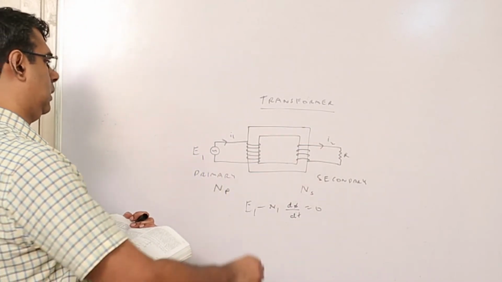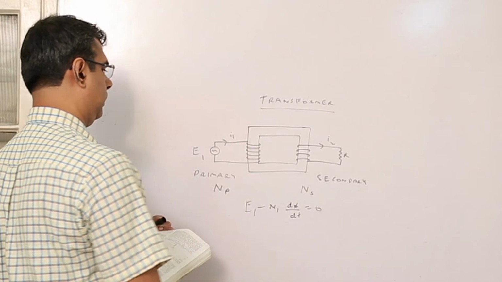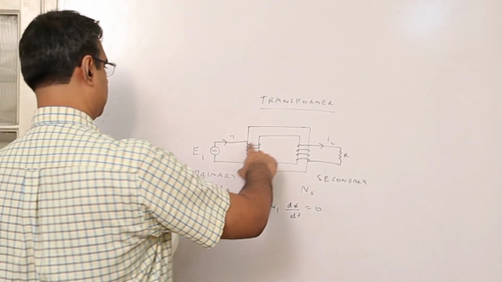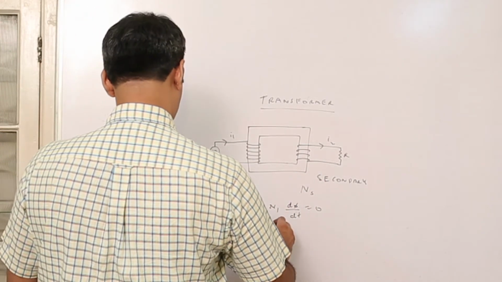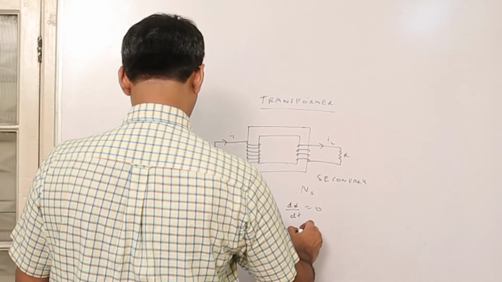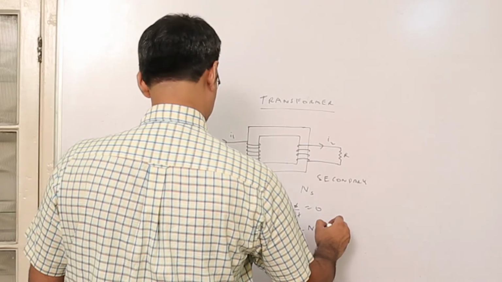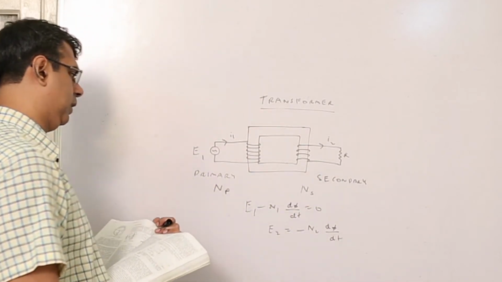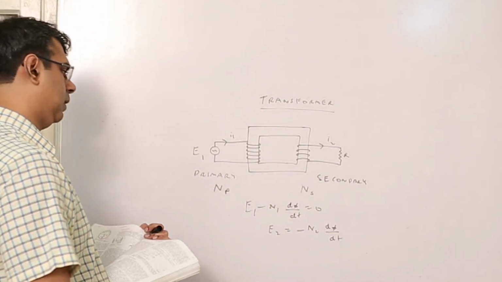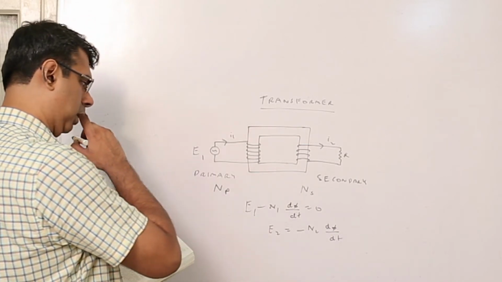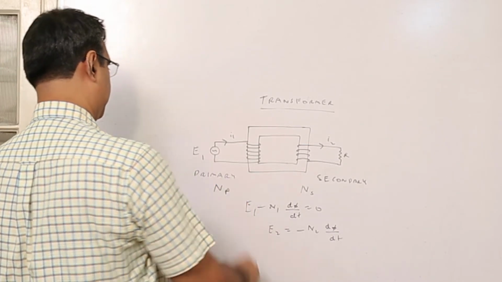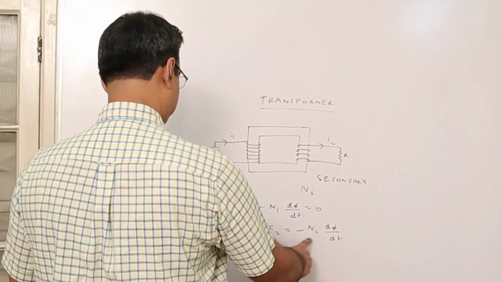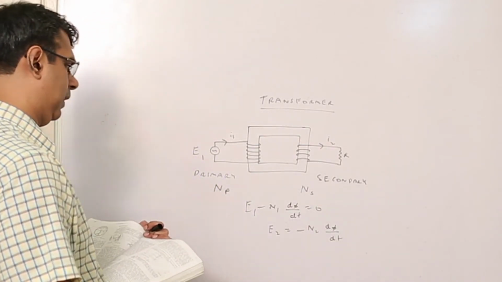Now thanks to the nature of soft iron, whatever flux change occurs in the primary will be transmitted to the secondary, and by Lenz's law, or you could say by the concept of mutual induction, the EMF induced in the secondary will be 180 degrees, or completely out of phase, with respect to the EMF of the primary. So the EMF induced in the secondary is given by minus N2 into d phi by dt.